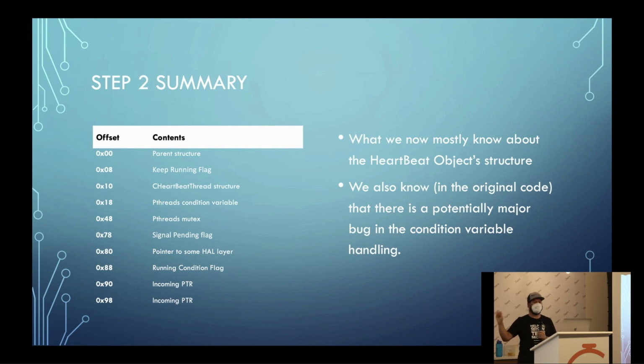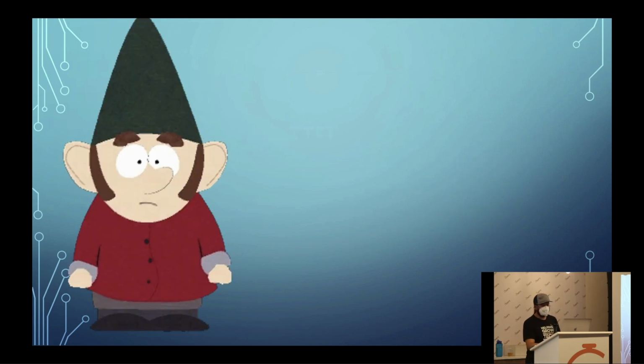There's some other hardware things that they thought they might need, or the parent class uses, that is not a functionality that this class is using. So that's kind of interesting. And then the other summary point there is we found this potentially really bad bug. So then step 3, profit.